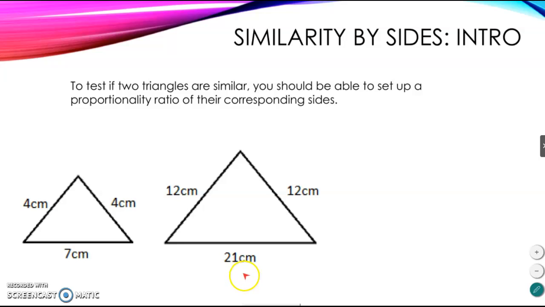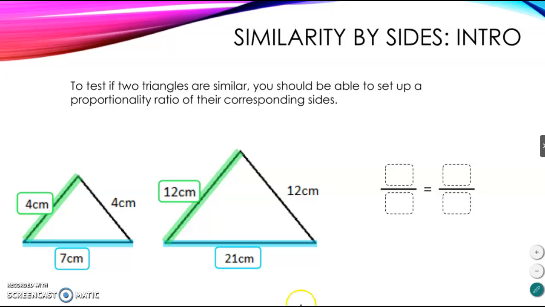But we also can set up what we call proportional ratios. How that's going to look is we're going to set up two fractions that would be equal to each other. And I'll explain more in our next video why being able to set up these proportional ratios is really helpful to solve for missing sides. But for this video, I just want to show you the relationship.